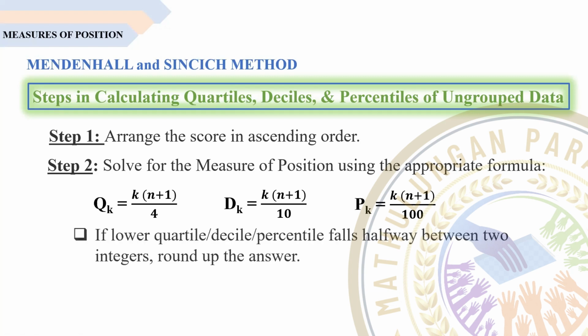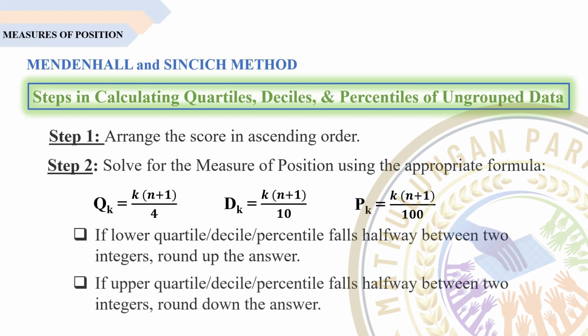Take note, if lower quartile or lower decile or lower percentile falls halfway between two integers, round up the answer. However, if upper quartile or upper decile or upper percentile falls halfway between two integers, round down the answer.